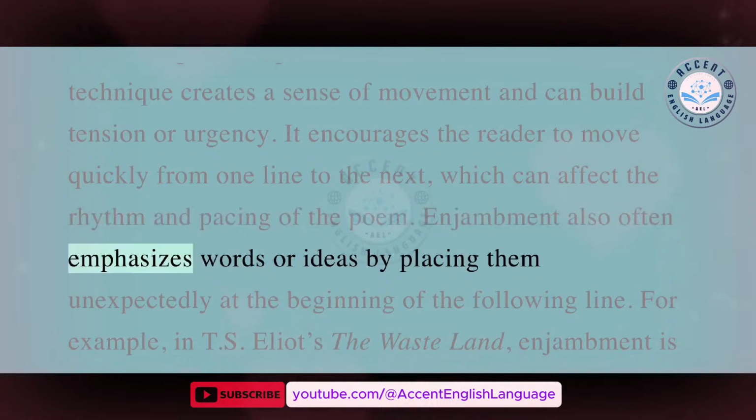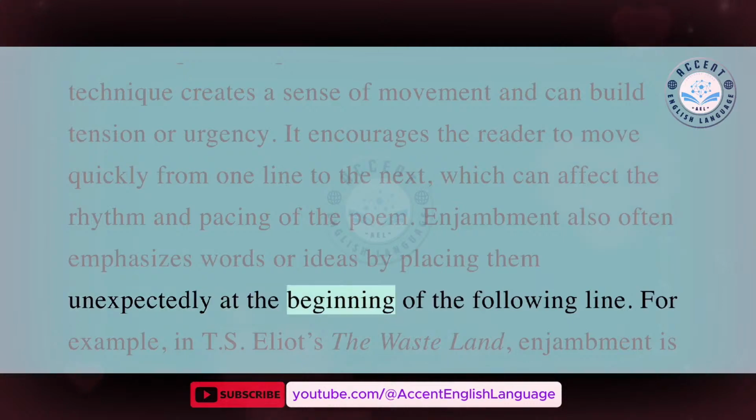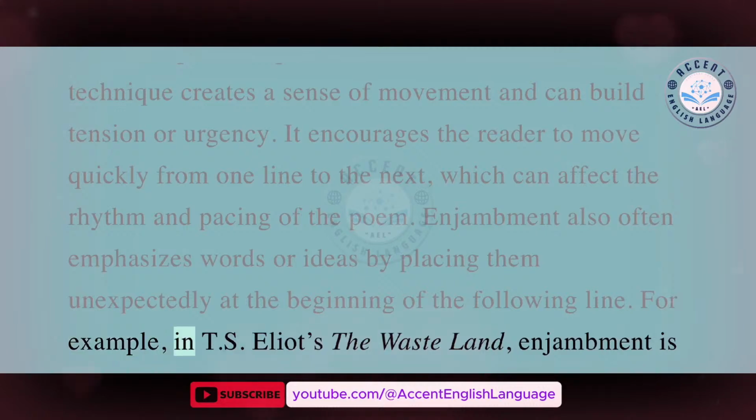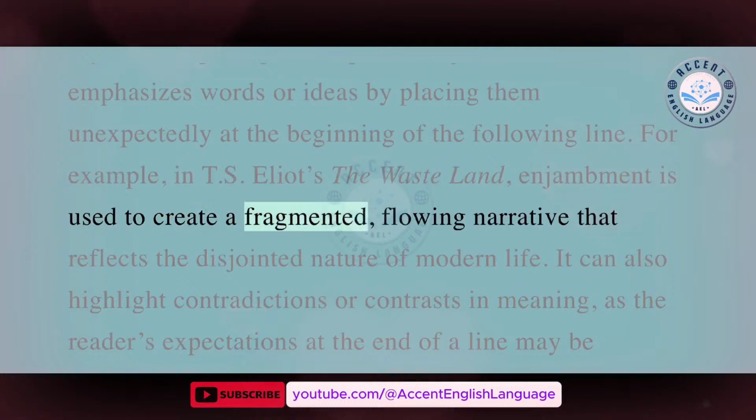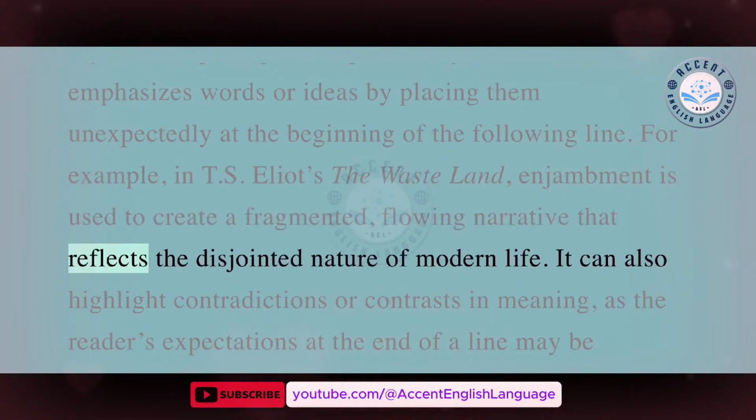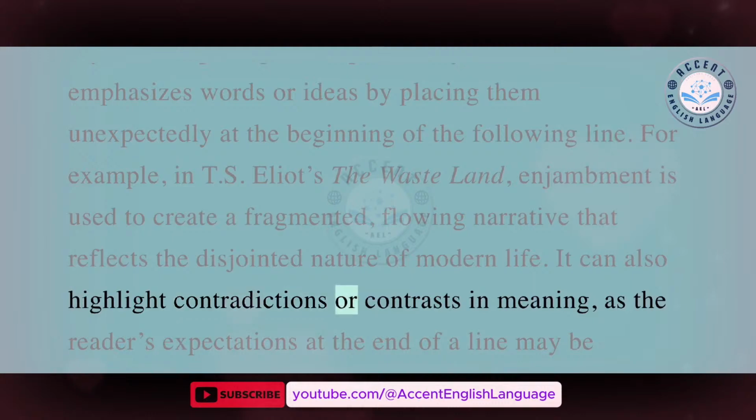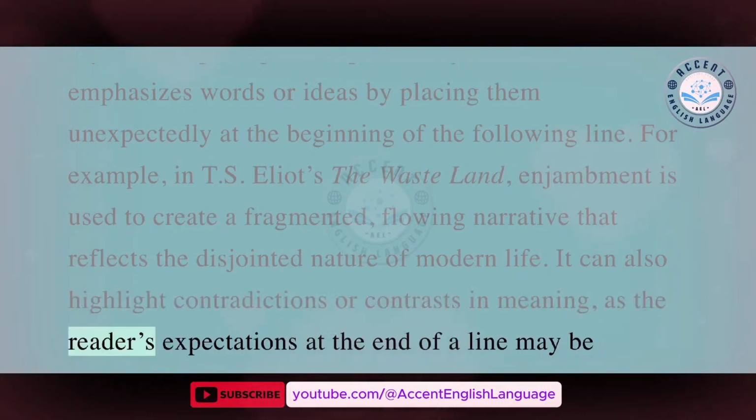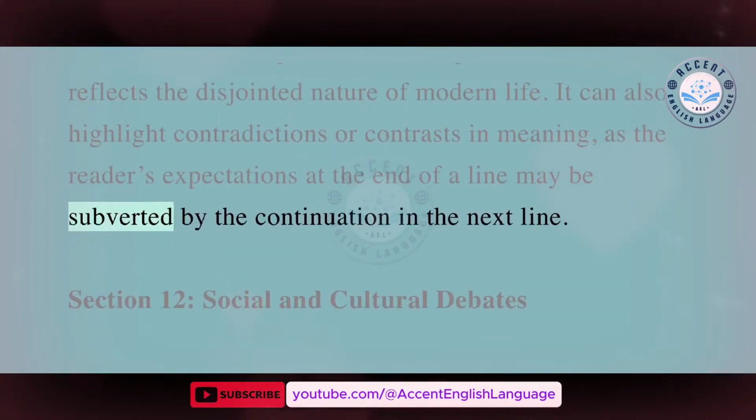Enjambment also often emphasizes words or ideas by placing them unexpectedly at the beginning of the following line. For example, in T.S. Eliot's The Waste Land, enjambment is used to create a fragmented, flowing narrative that reflects the disjointed nature of modern life. It can also highlight contradictions or contrasts in meaning, as the reader's expectations at the end of a line may be subverted by the continuation in the next line.